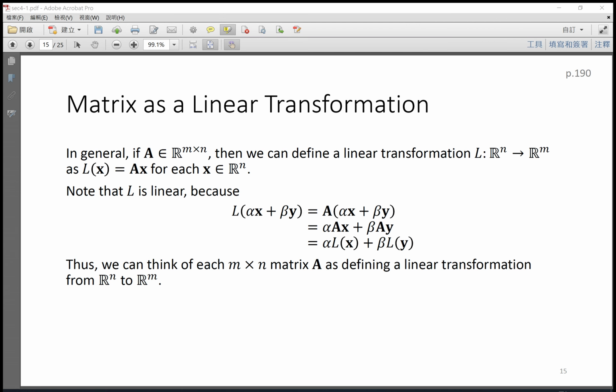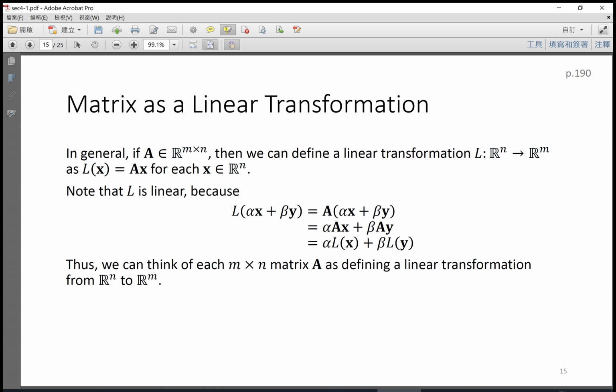In this slide, we will show a matrix can be viewed as a linear transformation. Let A be a given matrix in R^(m×n). Then we can define a linear transformation L from R^n to R^m as L(x) = Ax for each x in R^n. The input of L is a vector x in R^n, while the output of L is Ax, which is a vector in R^m. Therefore, L is a mapping from R^n to R^m.